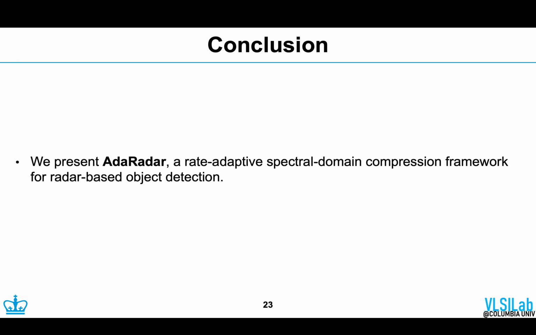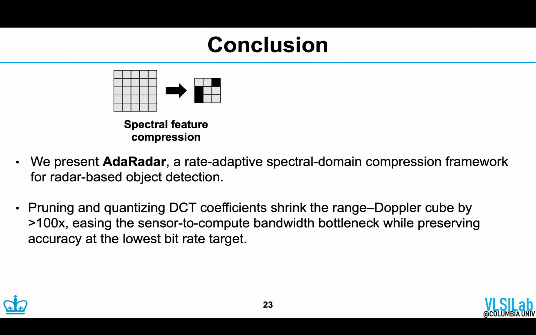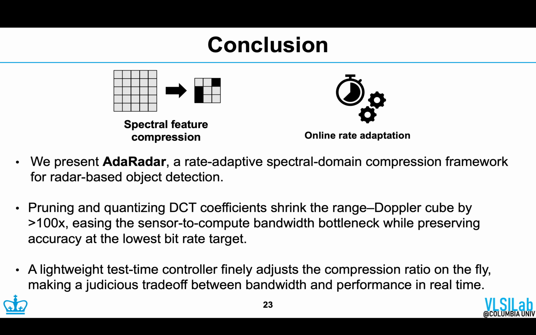In conclusion, we present AdaRadar, a rate-adaptive spectral compression framework for radar-based perception. Pruning and quantizing DCT coefficients shrinks the range Doppler cube by over 100 times, easing the sensor-to-compute bandwidth bottleneck while preserving accuracy at the lowest bit rate target. A lightweight test-time controller finally adjusts the compression ratio on the fly. It makes a judicious trade-off between bandwidth and performance in real time.